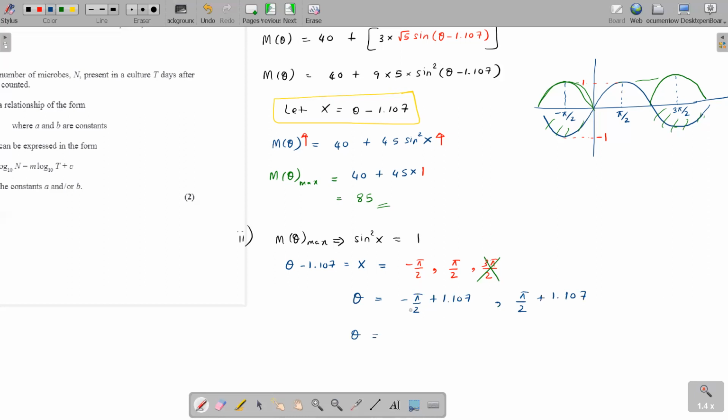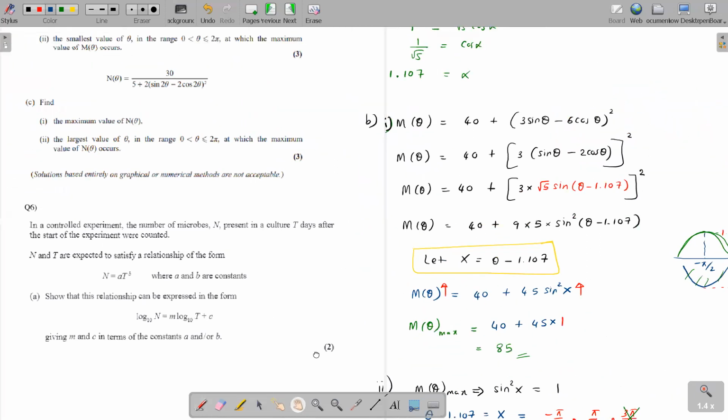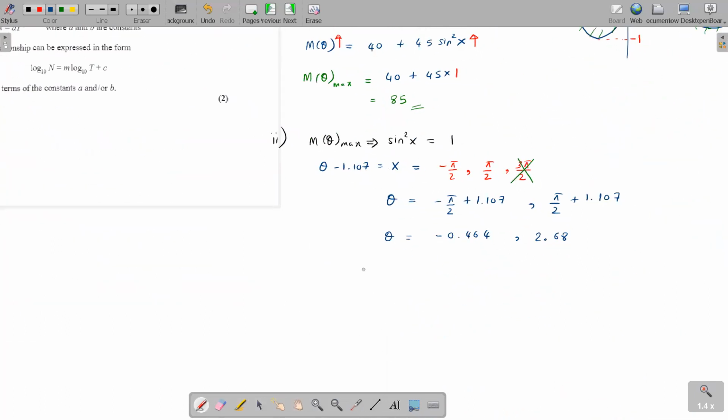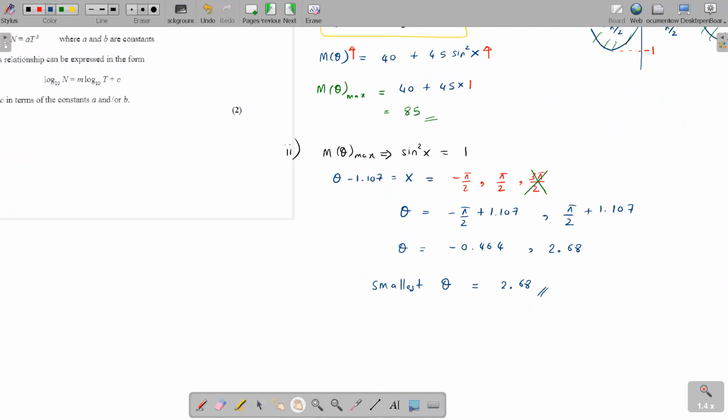Okay, but tell me the answer for the first one also. Minus pi over 2 plus 1.107 is 0.464, and the other one is 2.68. Have they told you how many decimals? They've not told decimals. So the smallest theta in the range 0 to 2 pi is 2.68 radians. Okay, I'll move to the next part, or do you want some time?